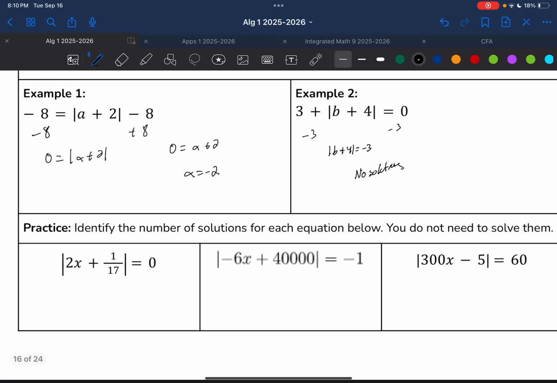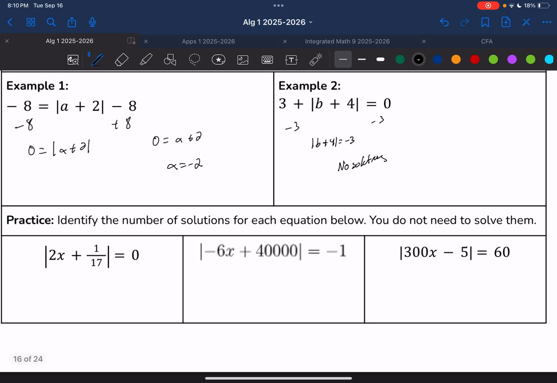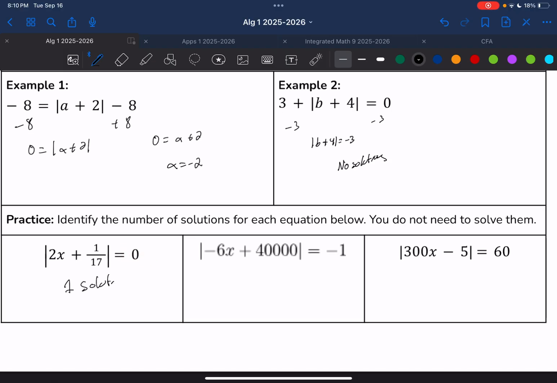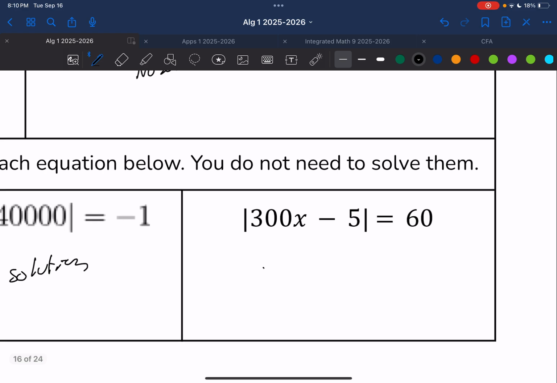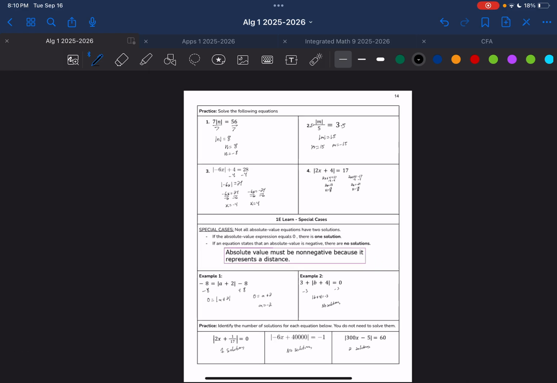So if we look down here, let's try and identify these. We do not need to actually solve them because, well, if the absolute value is equal to 0, we know it is one solution. If the absolute value is equal to negative 1, then we know it is no solution. And if it's equal to a positive number, well, this is the case where we would have two solutions, right? This is the normal case over here. All right, that takes us to the end of page 14.